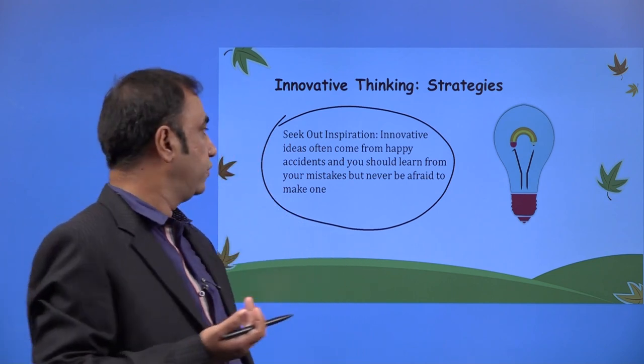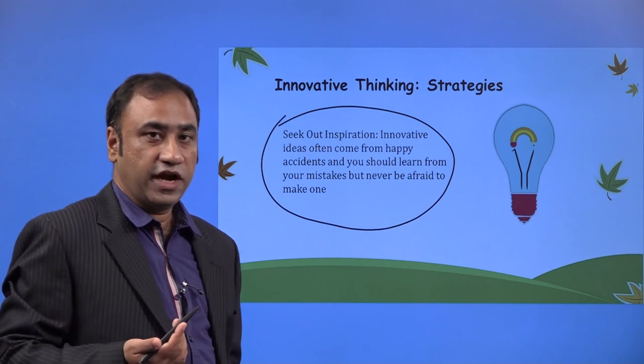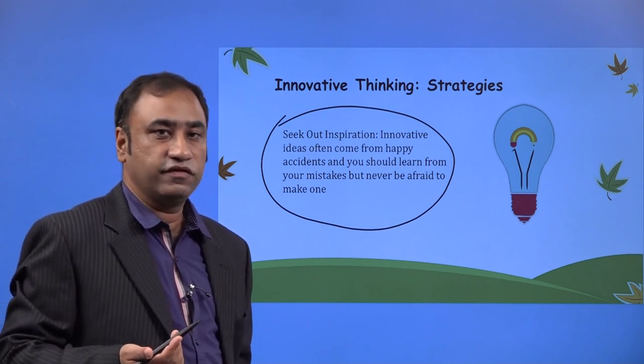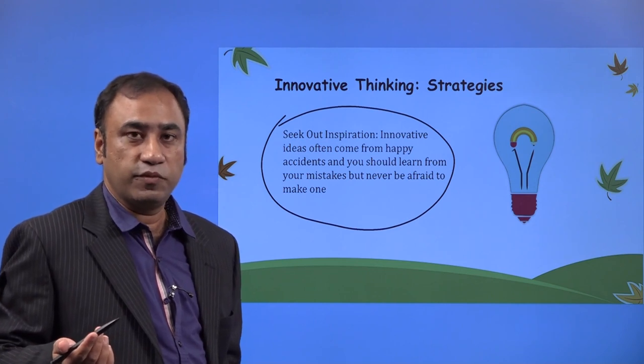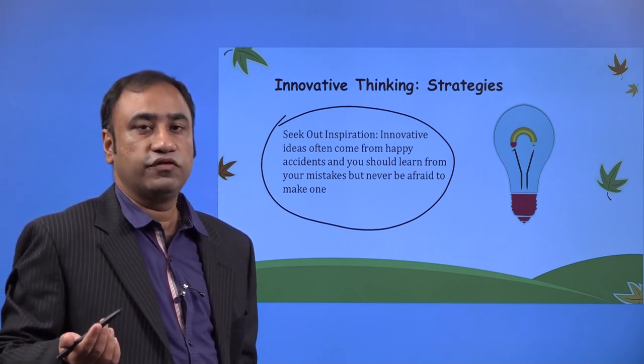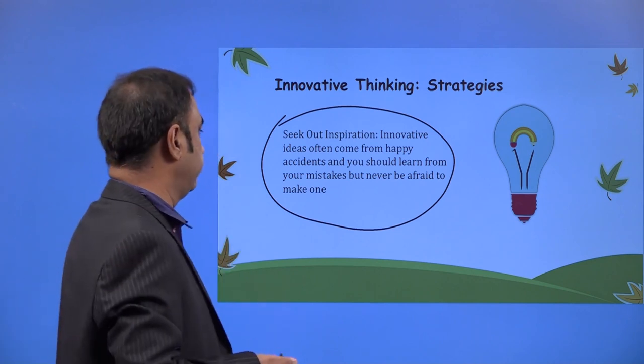Okay? So, innovative ideas often come from happy accidents. We land up somewhere, we find this is not available. Why don't we create this? There might be other people who might be needing this product. So we have to start thinking that and then start creating it.